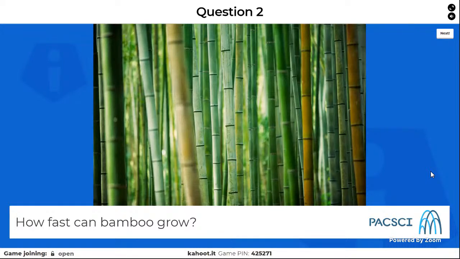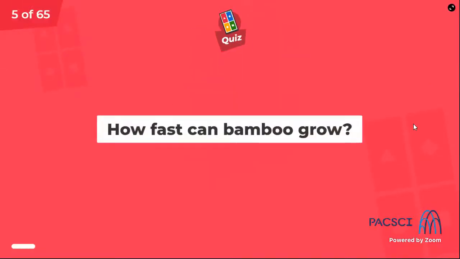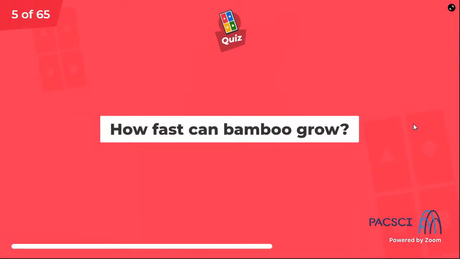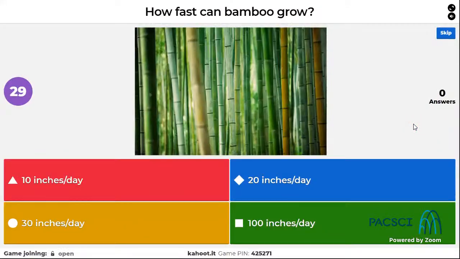How fast can bamboo grow? That's going to be our question next. How fast can bamboo grow? Is it going to be 10 inches a day, 30 inches a day, 20 inches a day, or 100 inches a day? Make sure those answers get in.